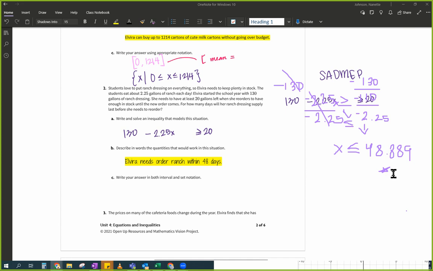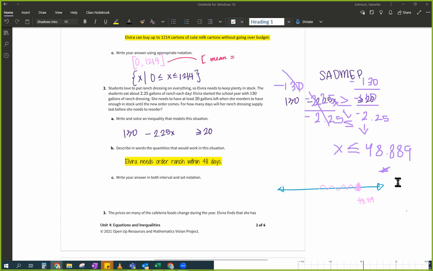So if you graphed this, if I made you graph this and I said, here's my number line, and then here is my answer, 48.89, right? And I went like this, and I went like this, right?